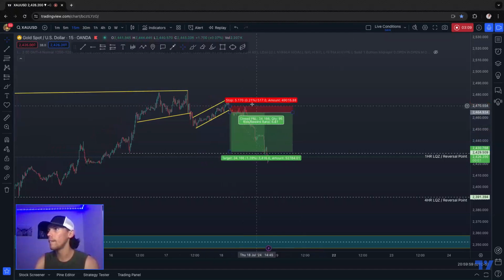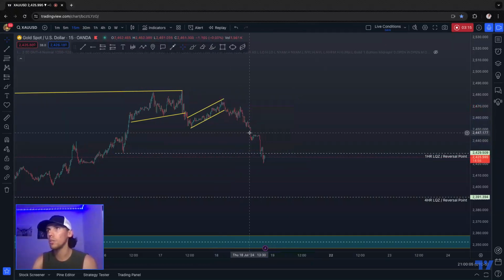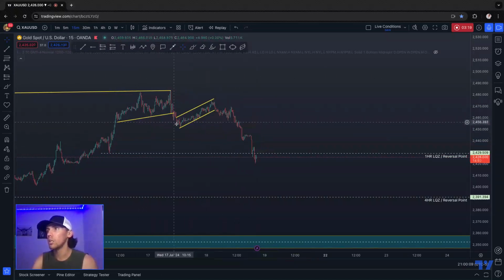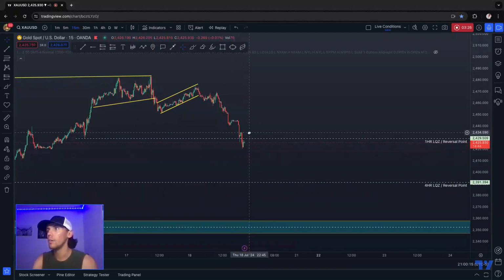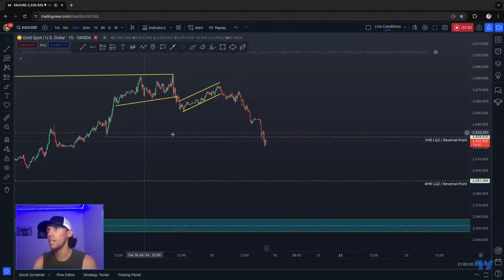Just like that. And then you wouldn't have wanted to use a huge contract. You would have made sure that you had proper risk on that one. But this turned out to be a beautiful trade, kind of trickled down and it just dumped. There's a flag right here. But right now, we just got this 1 hour liquidity zone taken out.